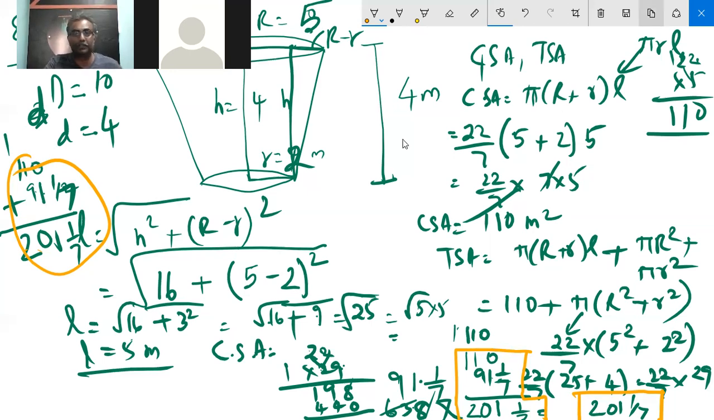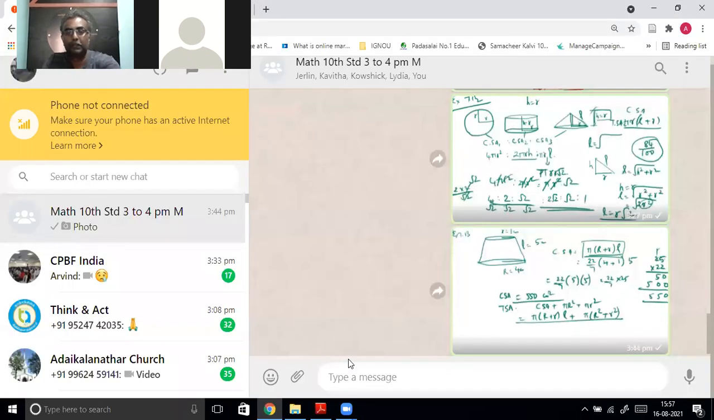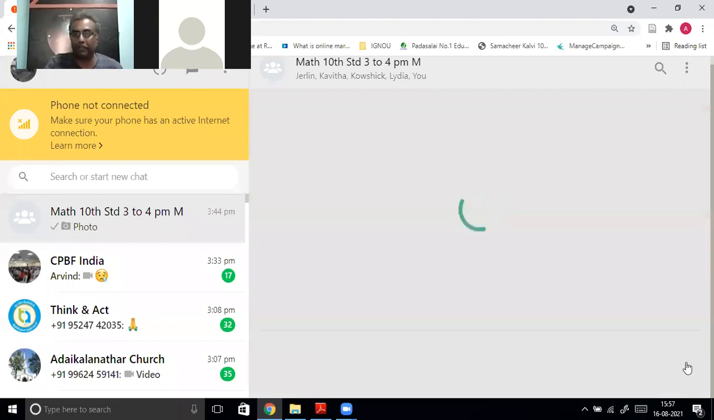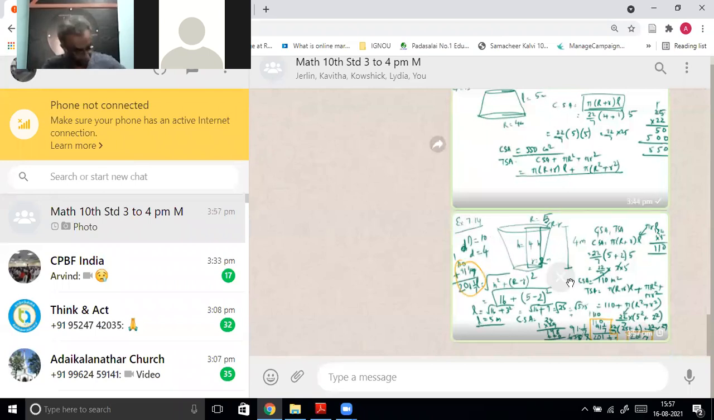I'm posting this in your WhatsApp. Now you go and learn this also. Look at all these things carefully and learn them. Let us see if we can do one more sum.